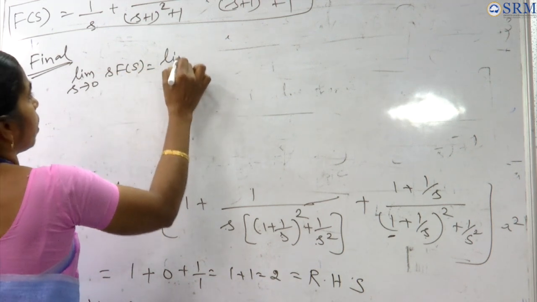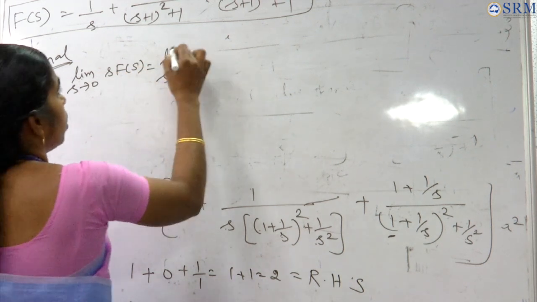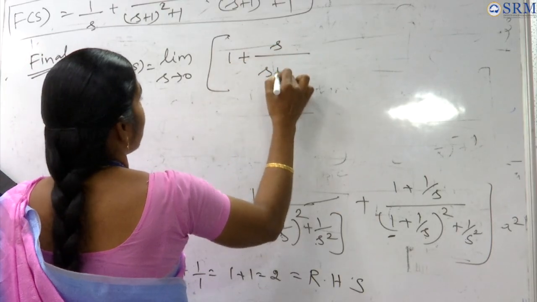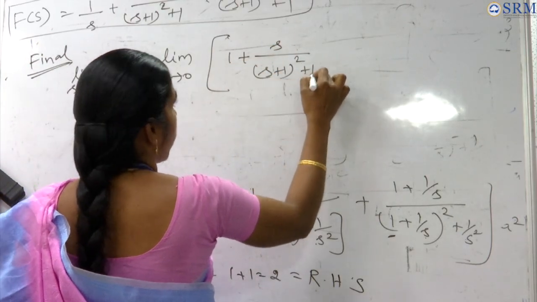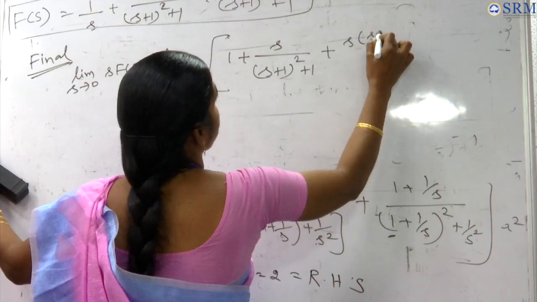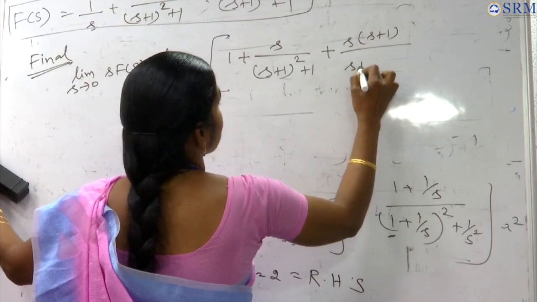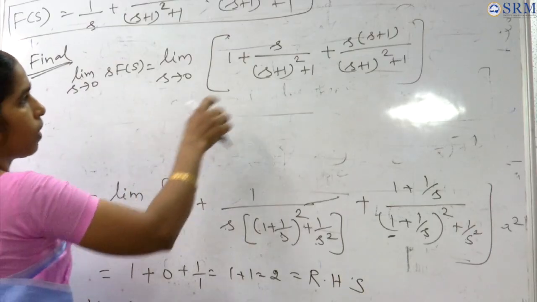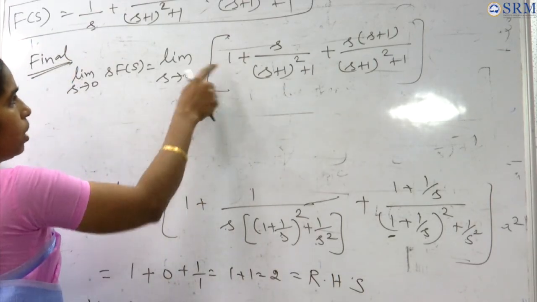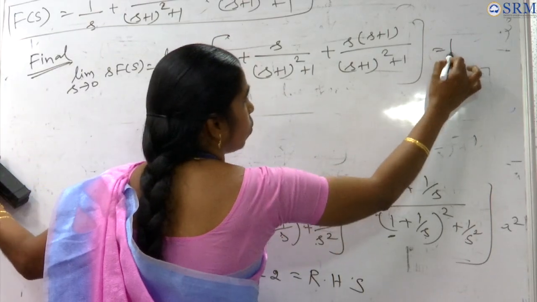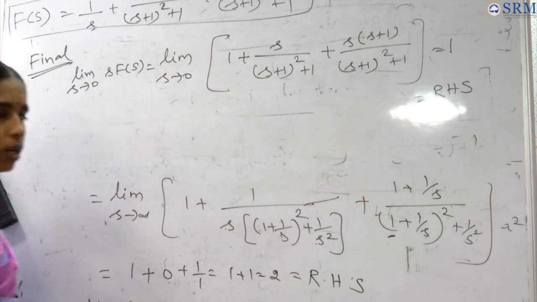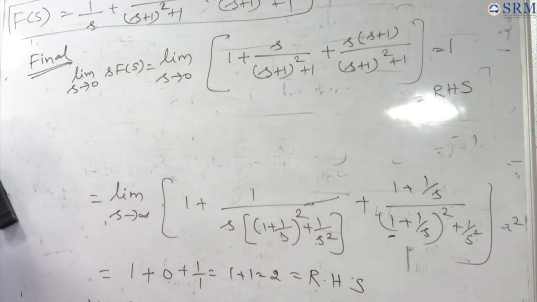So limit s tends to 0, the first term is 1 plus s divided by s plus 1 whole square plus 1, plus s into s plus 1 divided by s plus 1 whole square plus 1. So s replaced by 0 means the second and third terms vanish, only the first term remains. So the answer is equal to 1. So the RHS of the final value theorem is equal to 1. Verify LHS also 1.